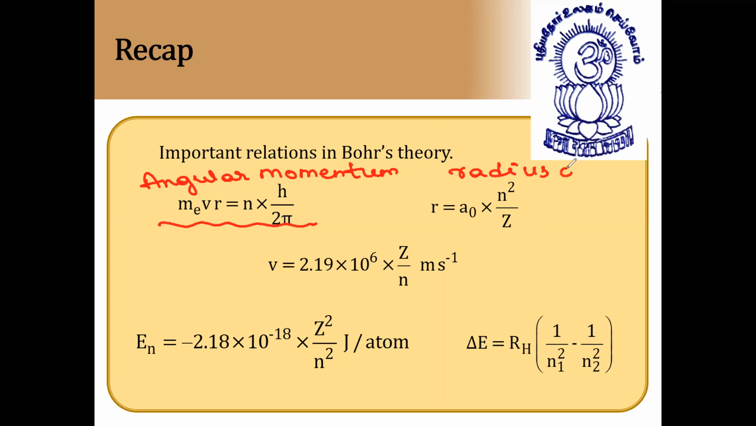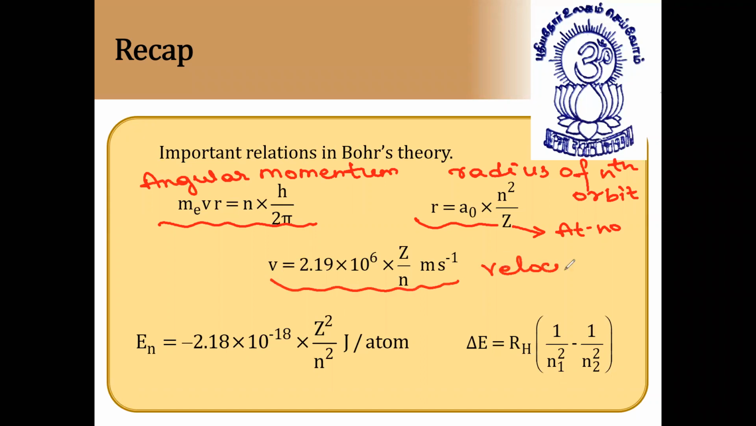And radius of nth orbit is also given. r is equal to a naught into n square by Z. Z represents not only for hydrogen atom, but hydrogen-like species, atomic number. So for hydrogen-like species, you have to use Z. And v is equal to 2.18 or 2.19 10 to the power of 6 Z by n meters per second. This is velocity of electron in the orbit.